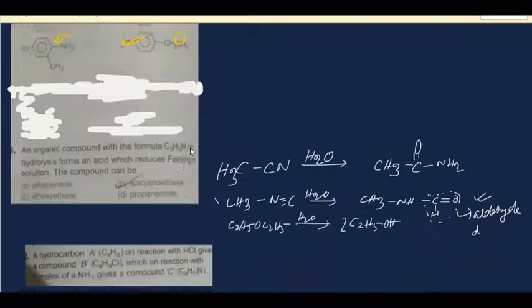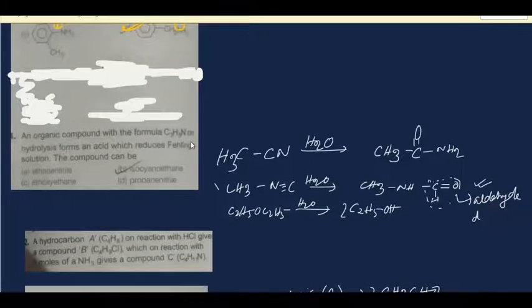So the next question is: which of the following is the strongest base? You can see that here the lone pairs are in resonance, and here also in resonance, and here also resonance, but here resonance does not take place. So this one is more basic, the strongest base.